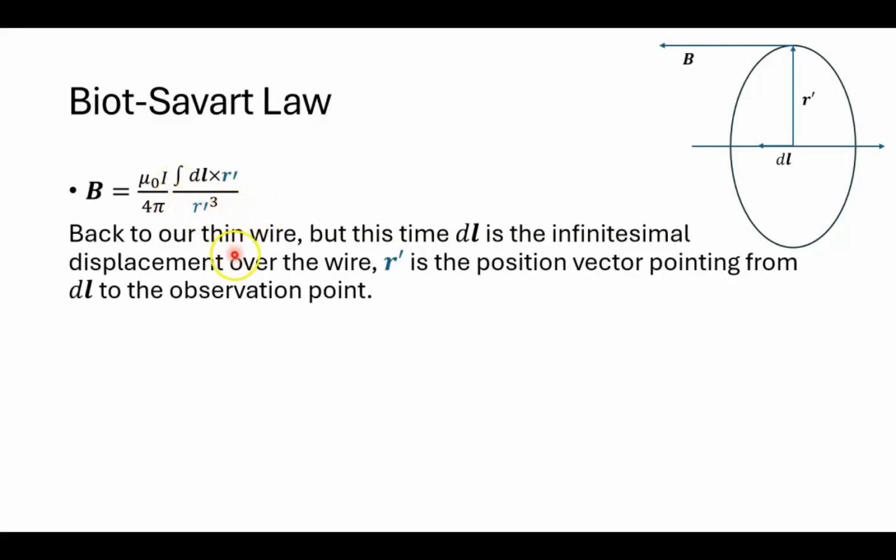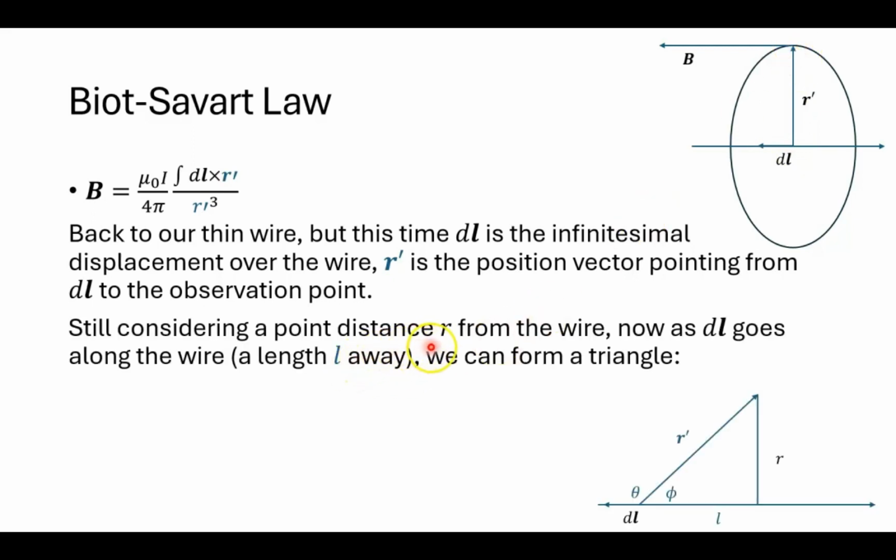And back to our thin wire, we want to use a cylinder this time. This time the dl is the infinitesimal displacement over the wire. So it's over this conductor here, it's not along this loop. R prime is the displacement vector pointing from dl to the observation point. So if your dl is here and your observation point is here where you calculate your magnetic field, your r prime will point from here to here.